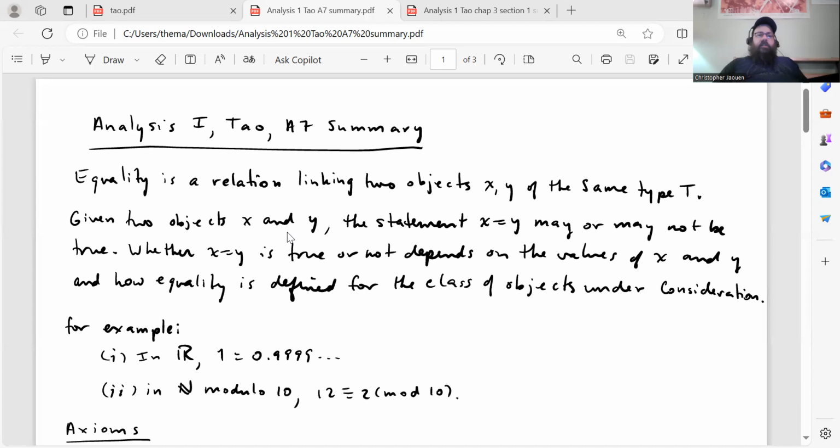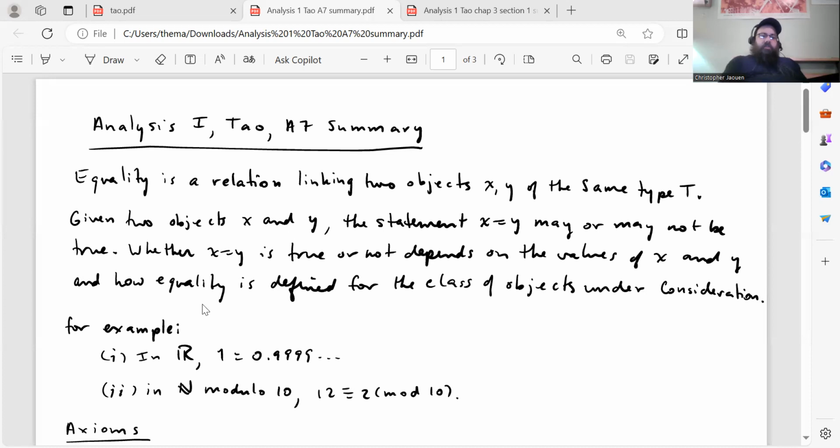Okay, so first things first, here he talks about what we generally mean by equality in mathematics. Equality is a relation that links two objects, x and y, of the same type t. Given two objects, x and y, the statement x equals y may or may not be true. Whether x equals y is true or not depends on the values of x and y and how equality is defined for the class of objects that are under consideration.